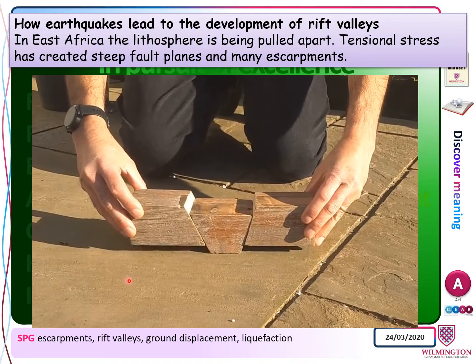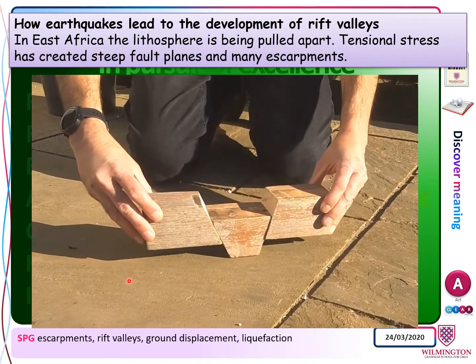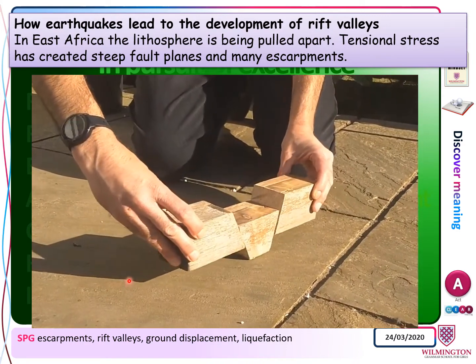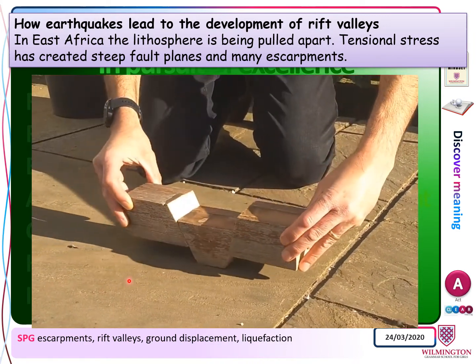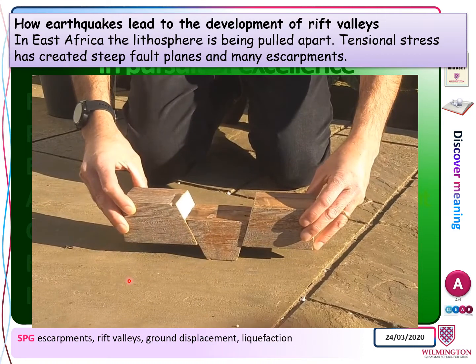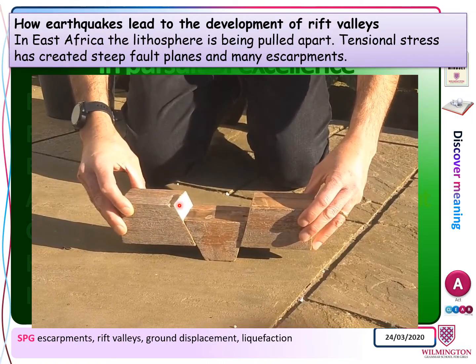There we are. As you see, one block slips down, and you've got two fault scarps there, two escarpments, and you've got a nice rift valley in the middle, just here. There's the fault scarp, the escarpment, and here is the rift valley. So it goes escarpment, flat rift valley, escarpment, and then this is some sort of plateau going on here.